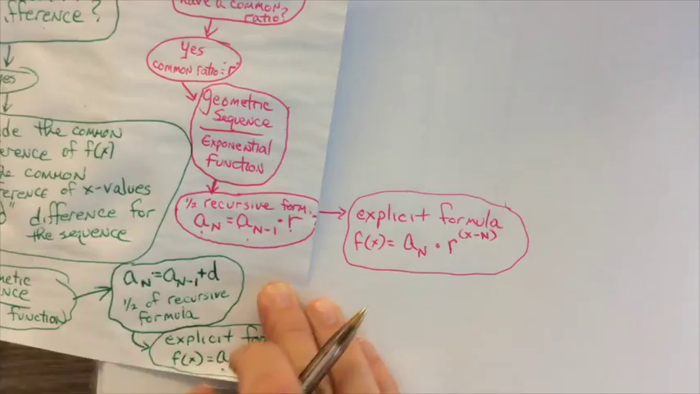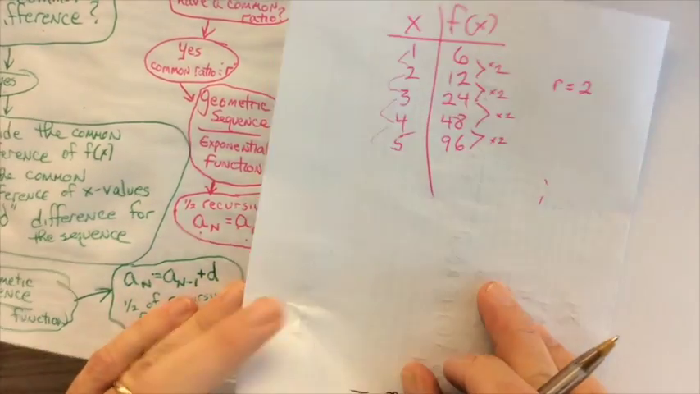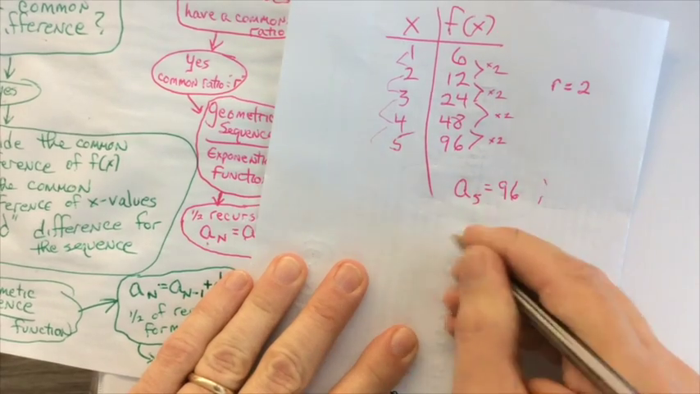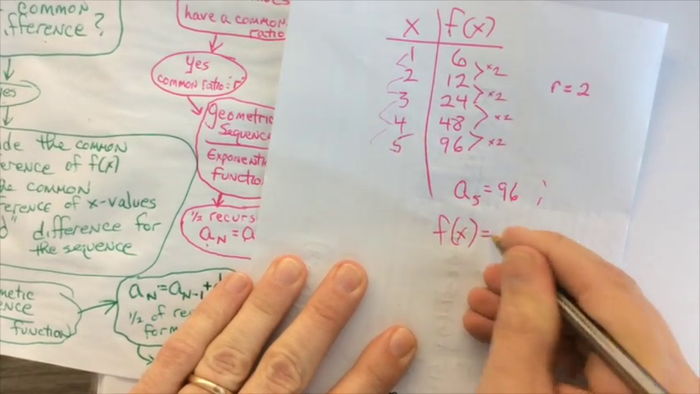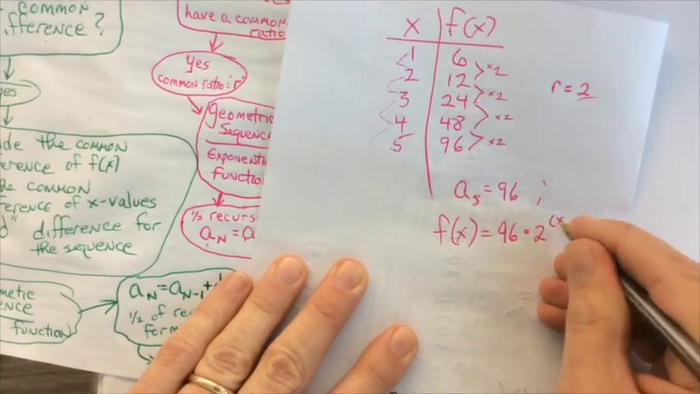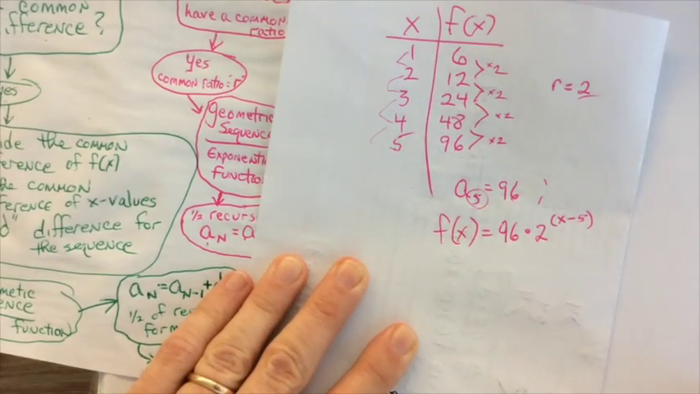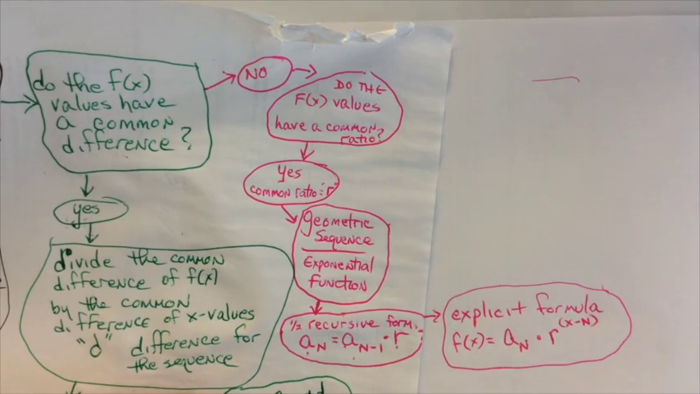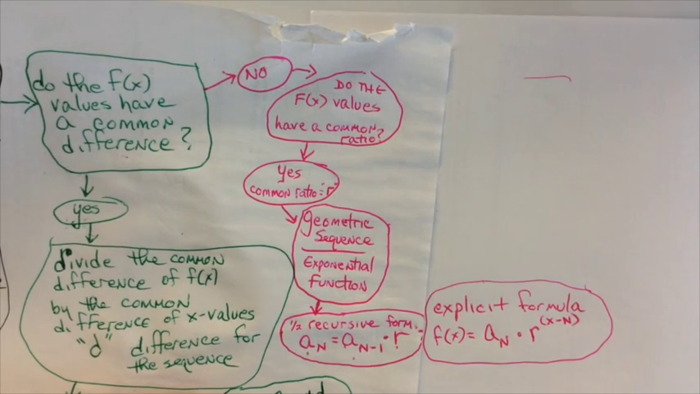So here, pick any term you like. 5 and 96. So a sub 5 is equal to 96. F of x is equal to 96 times the ratio raised to the x minus 5 power. This way, whatever term you have, you don't have to go back and try to find 1, you don't have to find 0, you don't have to find anything at all. If you have one of the terms and you know the ratio, you can write the explicit formula.